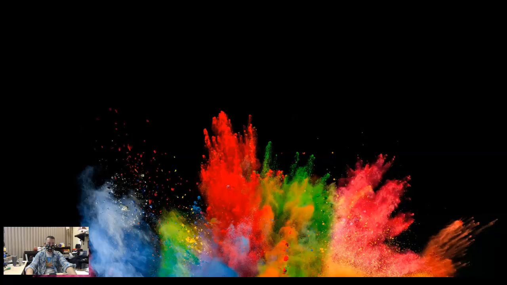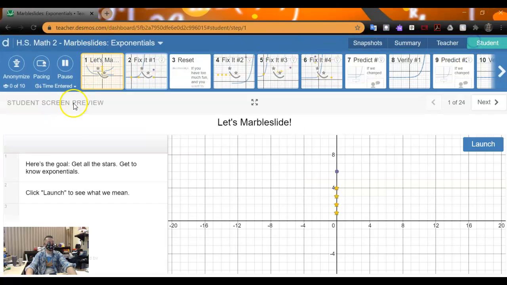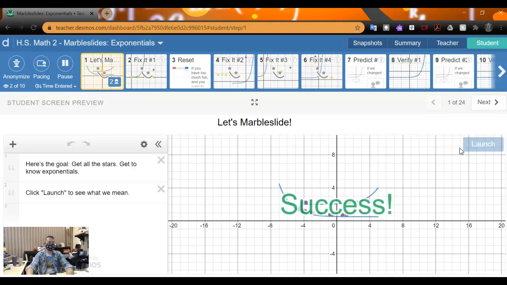Now, if you want to prove me wrong, sweet, but let's go ahead and do marble slides right now, because we've seen marble slides before. Just this one is a different marble slides. So in marble slides, just like we've seen before, when we launch the marble, it's either going to get all of our stars or not, and if it doesn't, we need to modify things. So this is going to be the beginning of our exploration on what is the form of exponential functions and what does that tell us.